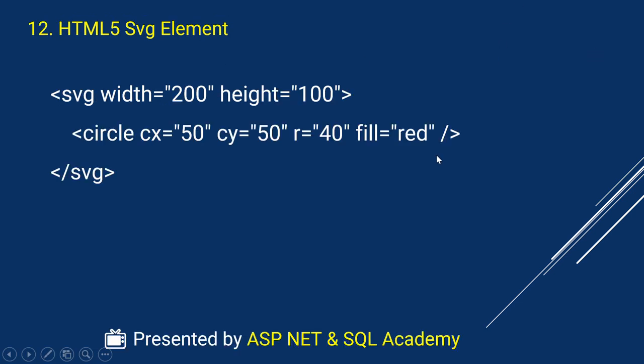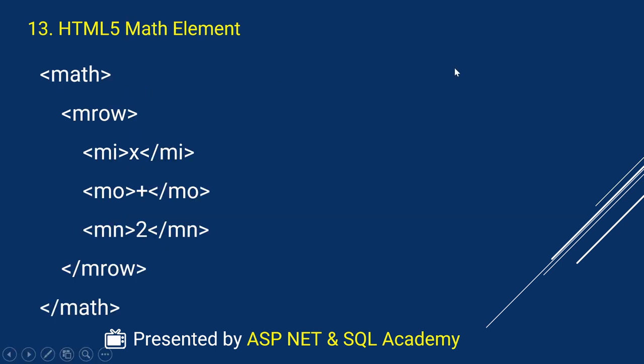The SVG element is used to define a scalable vector graphic. The width and height attributes are used to specify the dimension. The math element is used to define a mathematical equation. It is often used to display mathematical equations or to indicate that text is a mathematical equation.